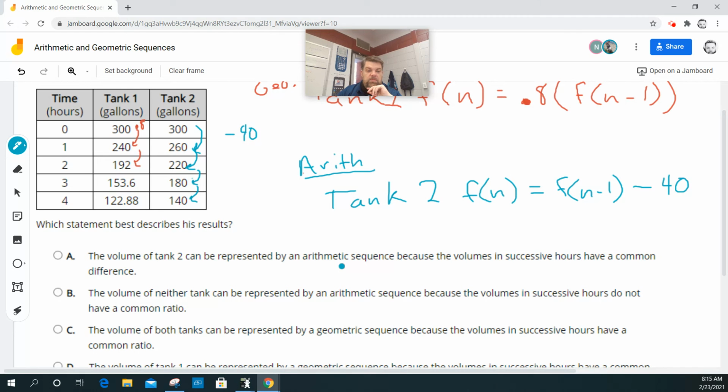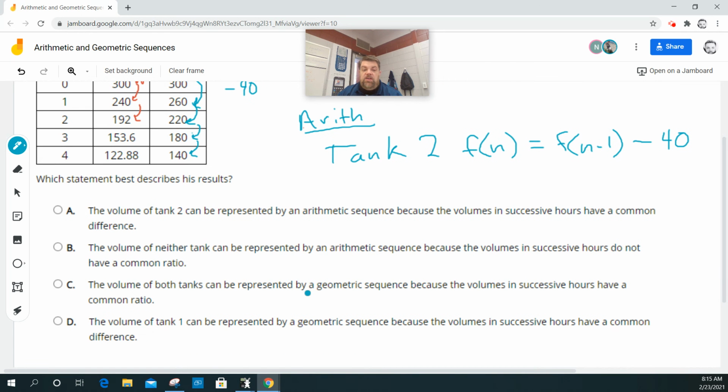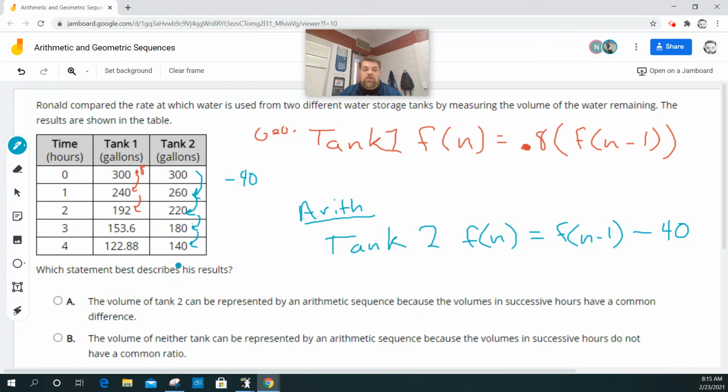Well, the volume of the second tank can be represented by an arithmetic sequence because the volumes in successive hours have a common difference. Well, that's true. Let's read the rest. The volume in either tank can be represented by arithmetic sequences because the volumes in successive hours do not have a common ratio. Well, that's false because common ratio.